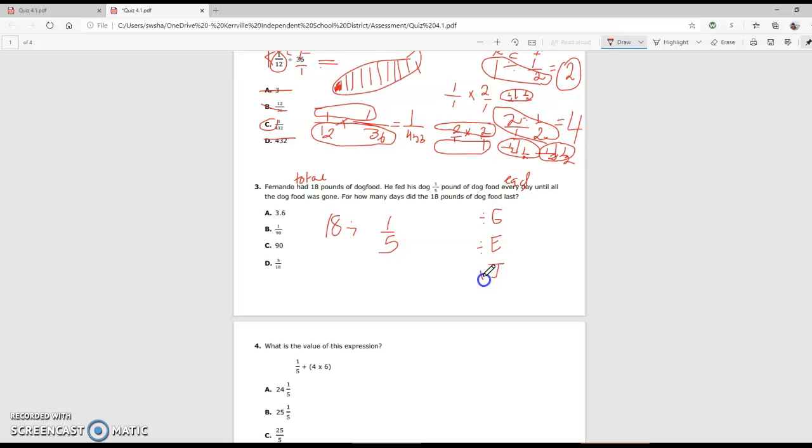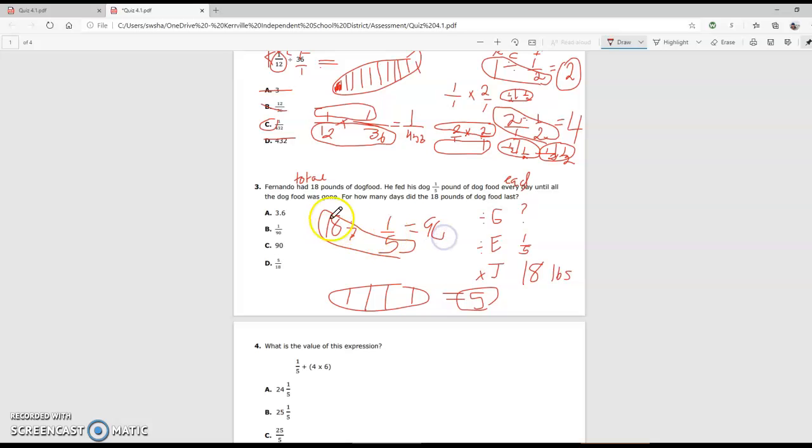Okay, so you have 18 pounds and you feed it 1/5 each day. And the question is, how many days will it last? If you feed it 1/5 and you have 1 pound, 1, 2, 3, 4, 5. How many days would 1 pound last? 1 pound would last 5 days, right? In 18 pounds, you multiply these two numbers and you get 90 days.